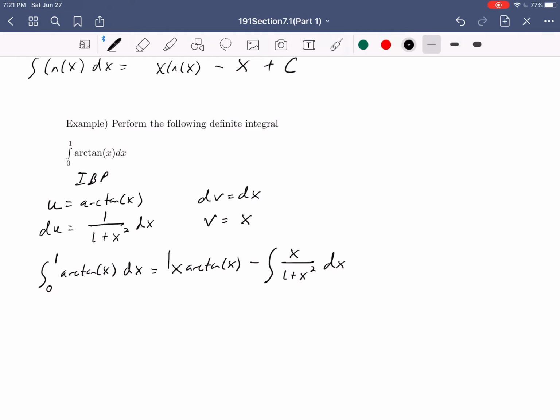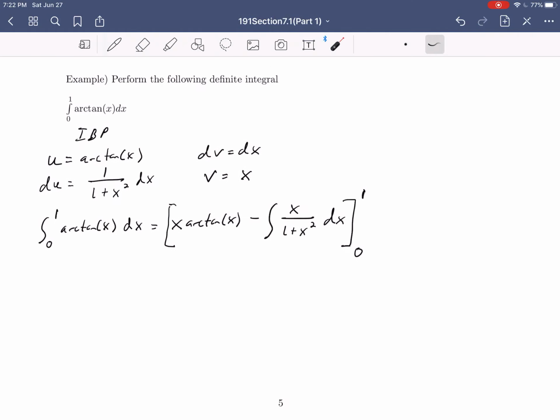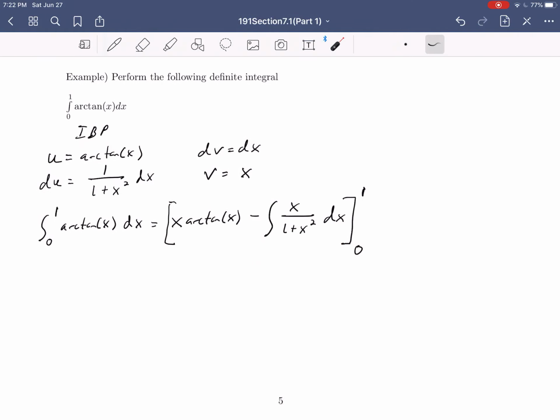Now, we're going to put all of this in sort of some brackets and put an evaluation bar from 0 to 1, because we're going to have to evaluate this entire thing at 1 and then subtract what happens at 0. But we should do that evaluation after we finished integrating here. So to perform this integral, now we got to think about this. This is still relatively complicated. It's still a quotient or a product, right? So we got to think a little bit here.